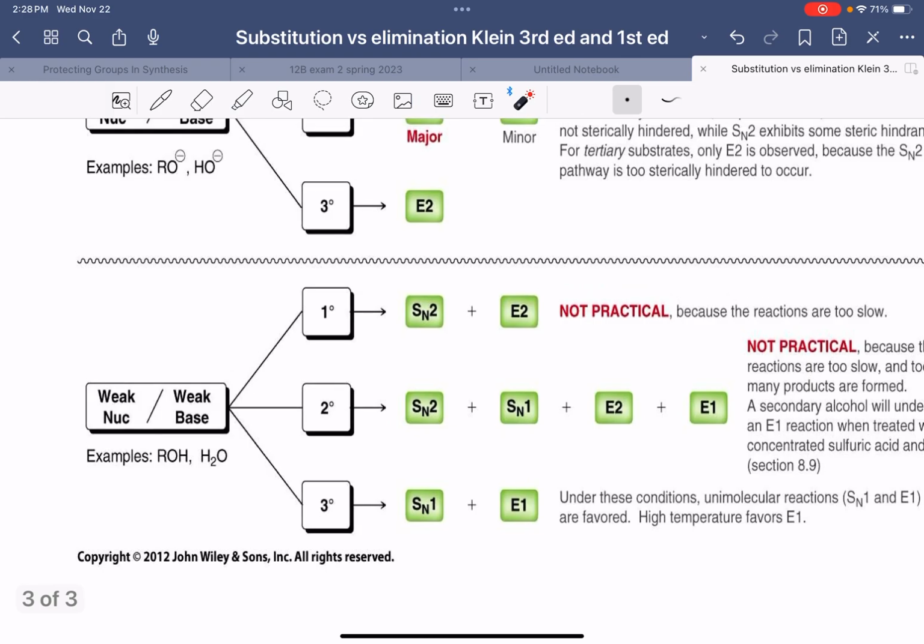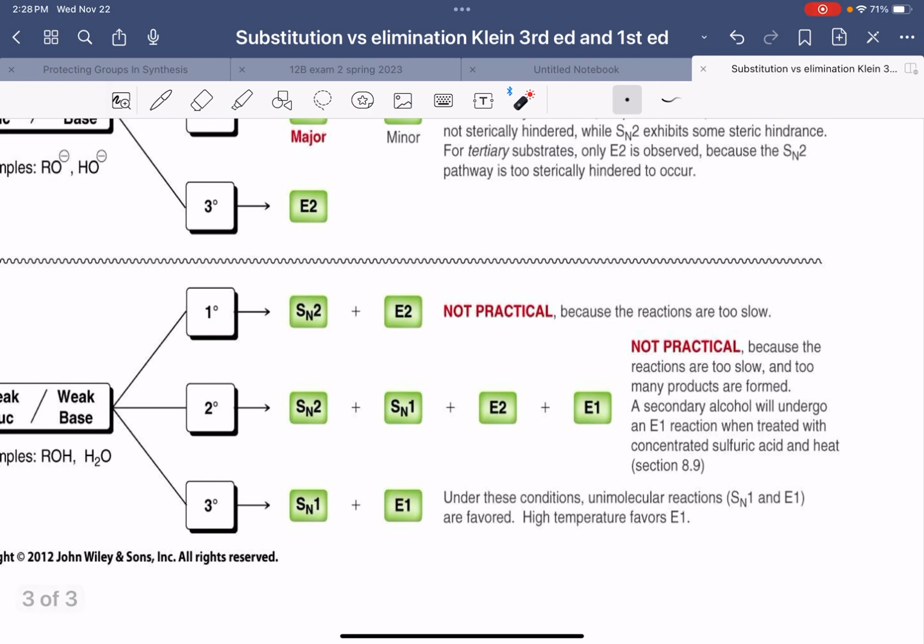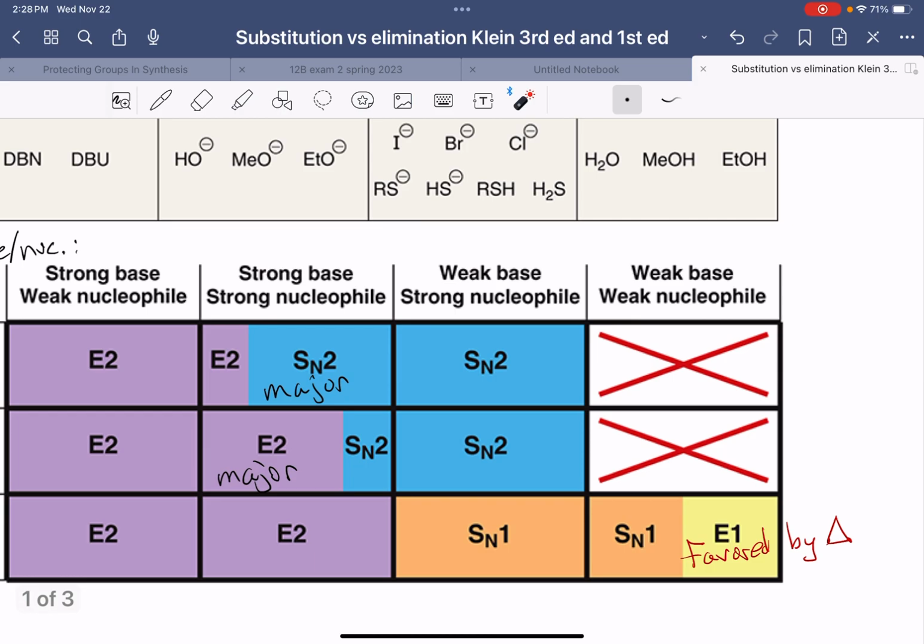All right, now the last case here is where we have something that's weak all around. So alcohol, water. And if we try to get a reaction with a primary substrate, in theory we would get SN2 or E2 because it's a primary substrate. The primary carbocation is just not stable enough to do one of the first order reactions. However, it is not practical. Why is it not practical? Because the reactions are too slow. And that's why there was that big red X here.